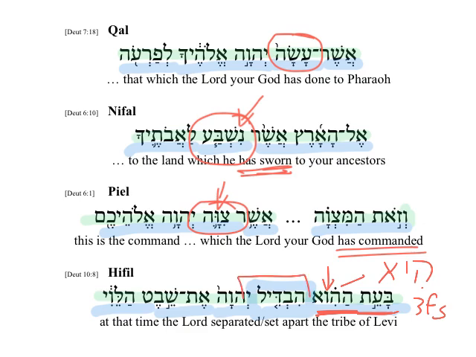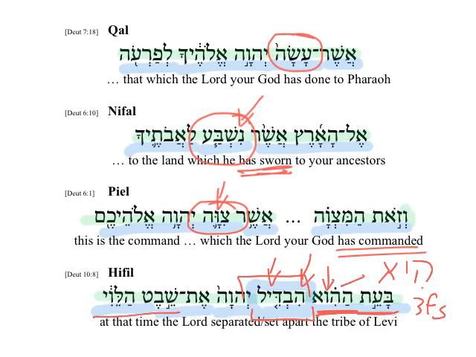Then here, take note of the Hiphil, and you can see that it has both the primary indicator, the he prefix, but it also has the hirik yod in the middle. And again, this term we would just translate, he has divided or he has set apart. So in that time, the Lord has set apart the tribe of Levi.